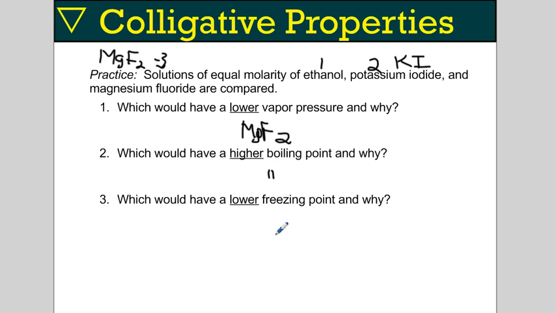Finally, which one would have a lower freezing point and why? A solution of magnesium fluoride would also have a lower freezing point. More particles lowers freezing point further. So none of these prompts led you in the opposite direction of where the trend for colligative properties goes. But what I expect of you is that you know what to expect of these 3 different properties when you add a solute. Okay, so it's important you know those things.